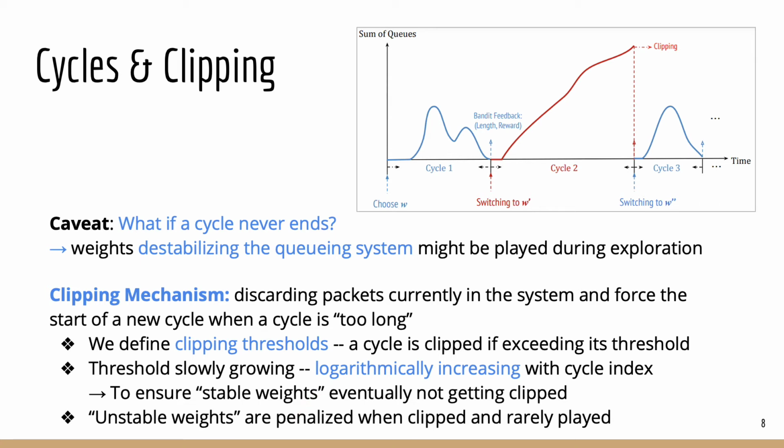This figure illustrates how we operate the bandit. When a cycle starts, we choose a weight W, and we only change the weight when a new cycle begins. When a cycle is too long, we clip the cycle based on the clipping threshold and switch to a new weight. At the end of the cycle, we collect the random feedback, which includes the cycle length and reward information.